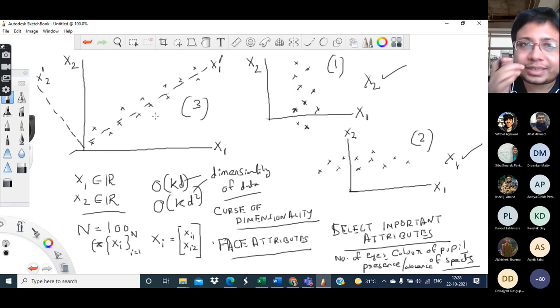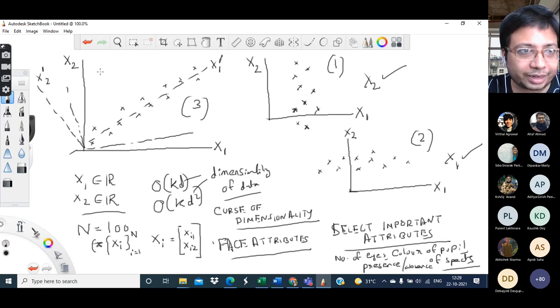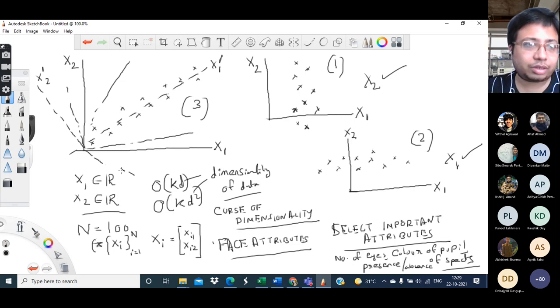Okay? But the question is, where will I get x1 prime from? I mean, the x1, x2 basis is there. I can shift it in various ways. Like this is one possible way, or I can also get this one, or maybe I can get this one. I can define x1 prime, x2 prime in various ways. Which x1 prime or x2 prime should I choose?